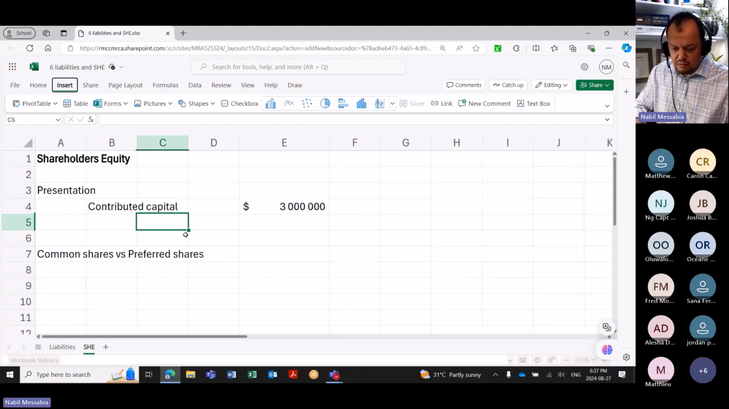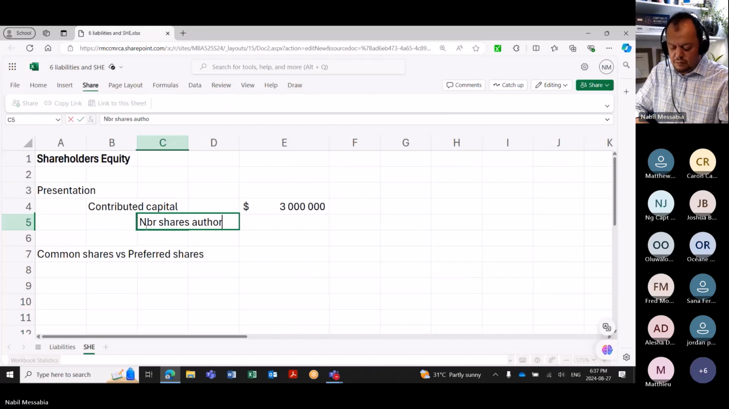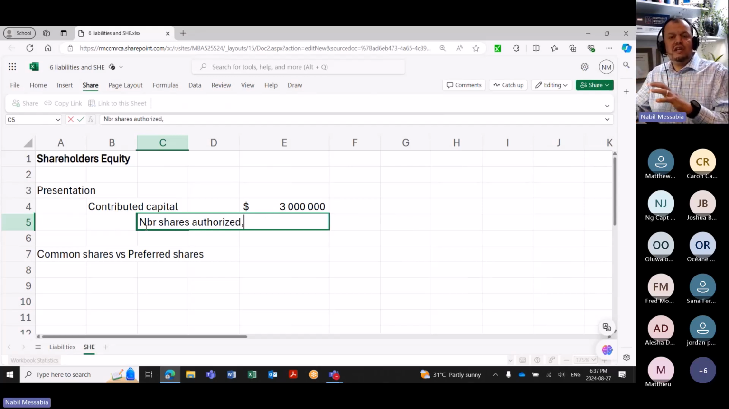So number of shares authorized. What does it mean? According to the charter of the company, how many shares is the board of directors allowed to issue? In some cases, there is a cap, a limit. You cannot exceed that number. So that limit should be indicated here, shown to the users.